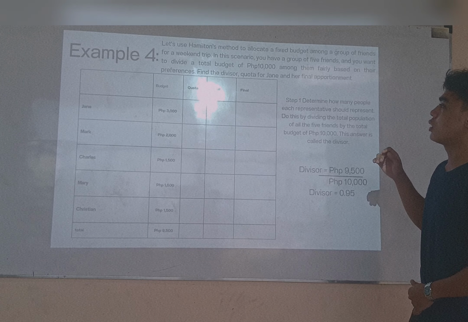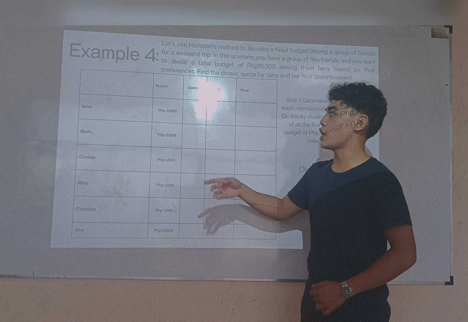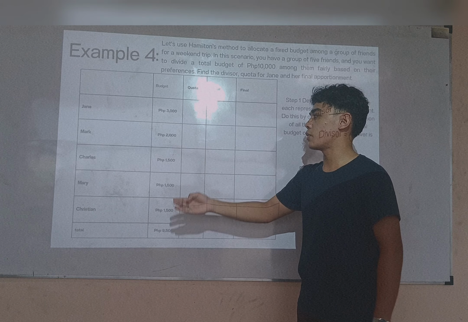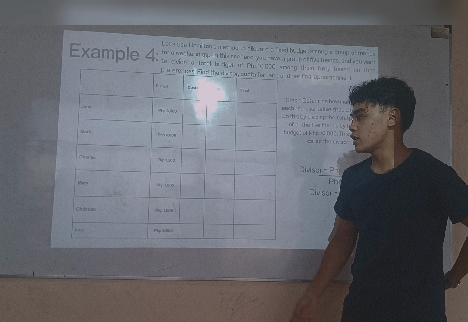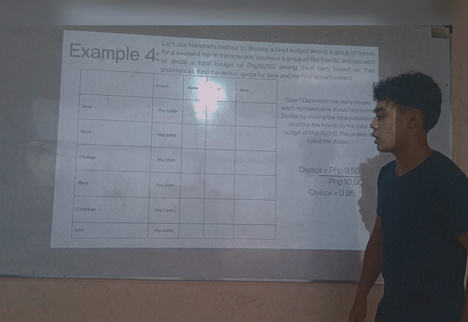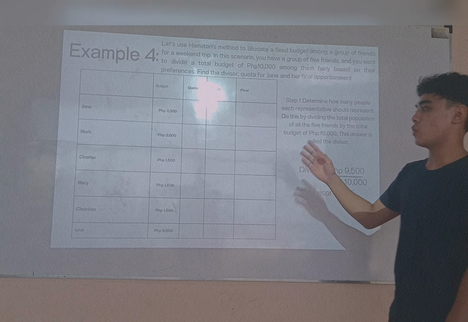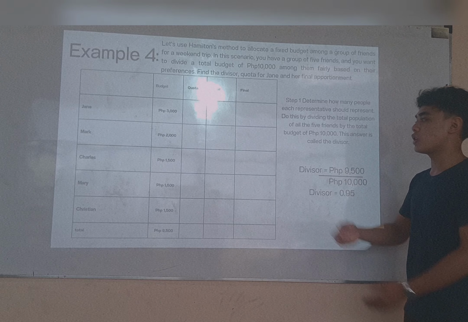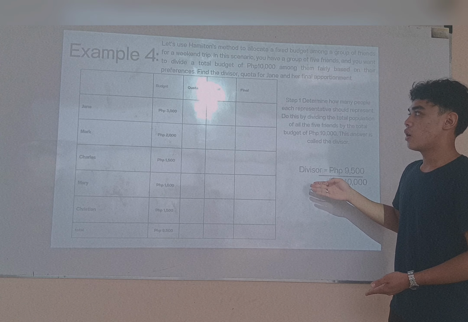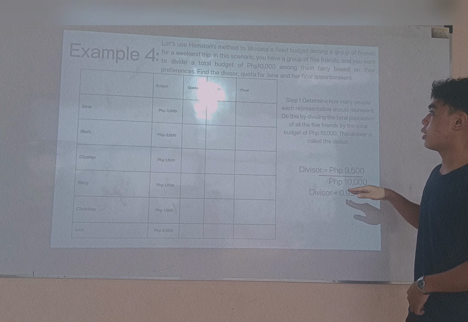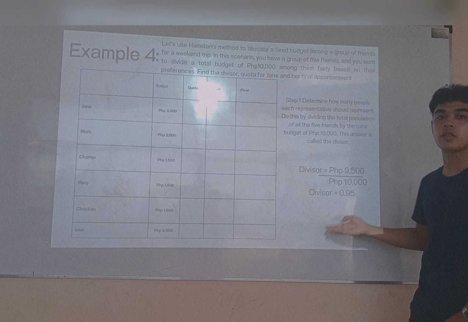So we need to list the budgets for each friend. Jane had 3,000 pesos, Mark got 2,000 pesos, Charles had 5,000 pesos, Mary got 1,500, and Christian got 1,500, in total 9,500. So we need to allocate the remaining 500 pesos to these people. So in step 1, again, we need to find our divisor, which is the total budget over the total allotted budget. That will give us the answer of divisor, which is equal to 0.95.